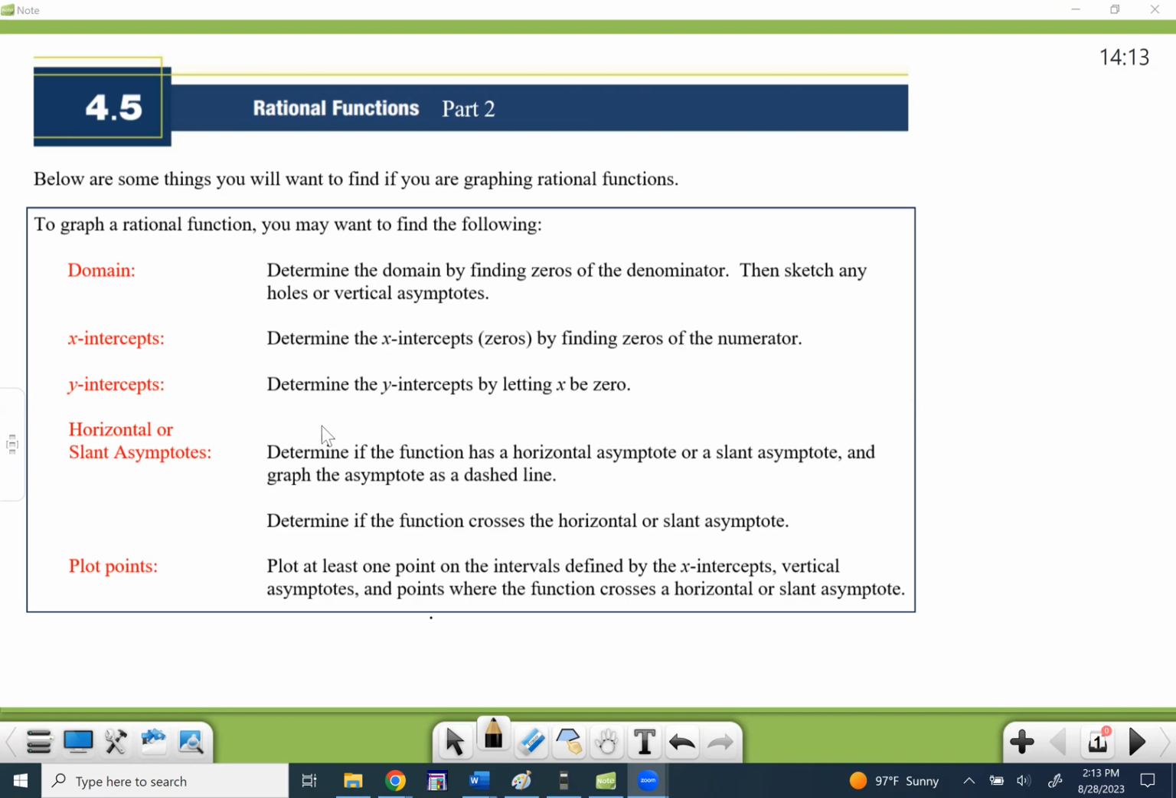Then we'll find out whether or not it has a horizontal or a slant asymptote, and we'll remind you of those rules. And then we'll find out if it crosses the horizontal or the slant. And then we'll just plot some extra points to clean it up and make sure that we're in the right regions on the graph. Okay, so let's go through this.